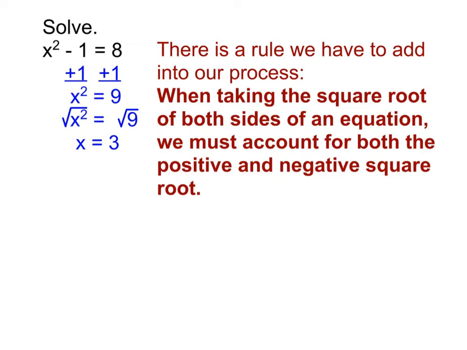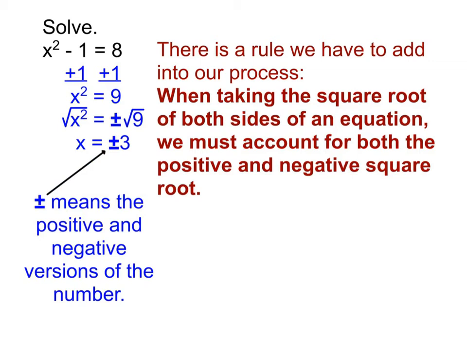So this one is also worth adding into your notes, so you might want to pause the video so you can get this written down. When taking the square root of both sides of an equation, we must account for both the positive and negative square root. Now, what's that mean in terms of the work that we show there? What we end up putting in is that plus or minus symbol. So when we introduce the square root into the process, we have to write that plus or minus in front of it. Now, if the square root was part of the original problem, we don't have to worry about it. This is only when we put the square root into the process as part of the solution.